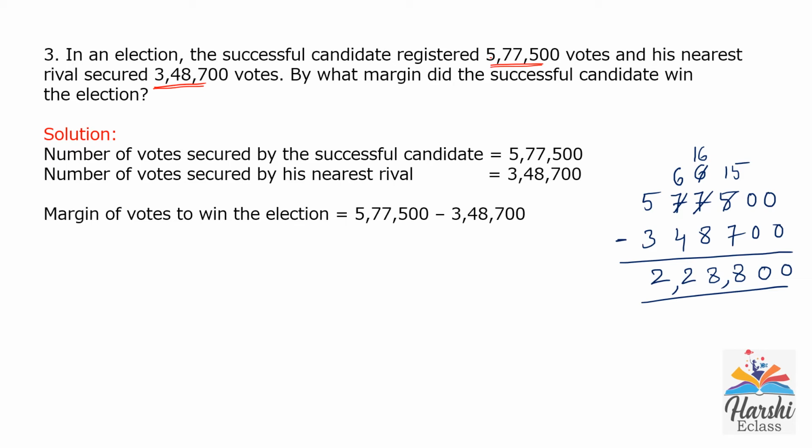The successful candidate won with 2,28,800 more votes. That is 2,28,800. Now write the final statement.